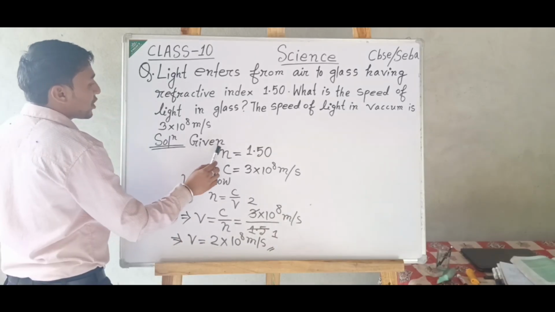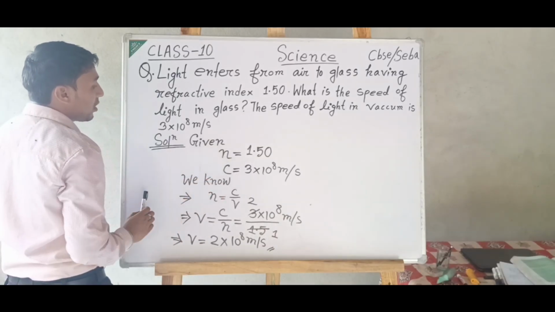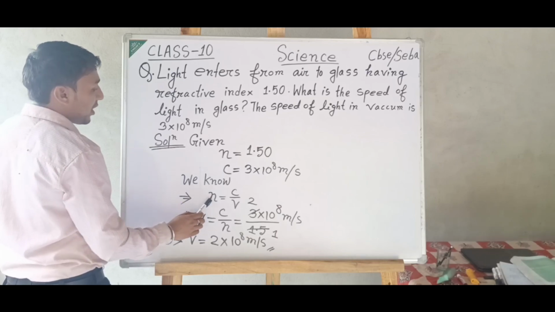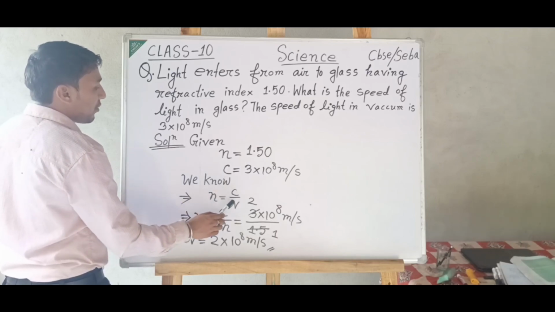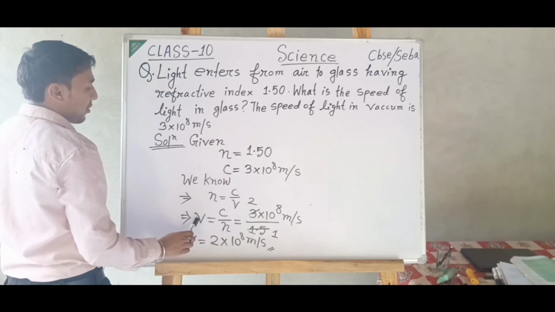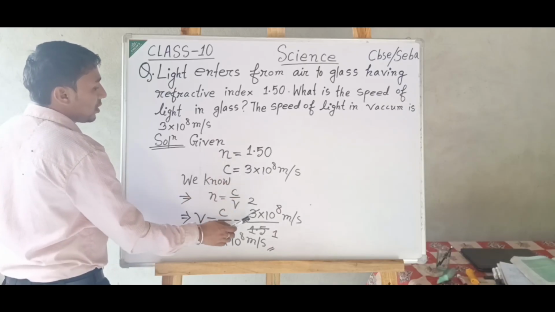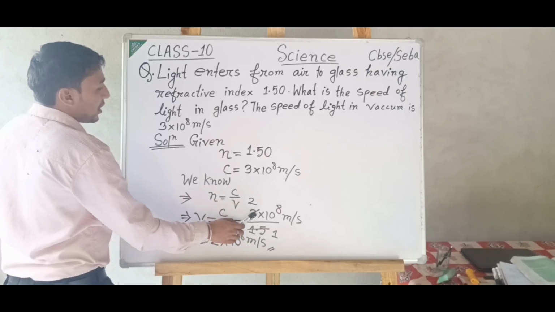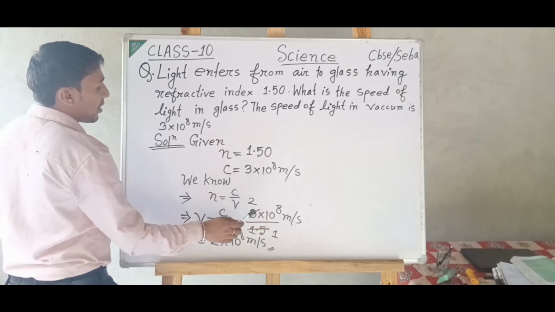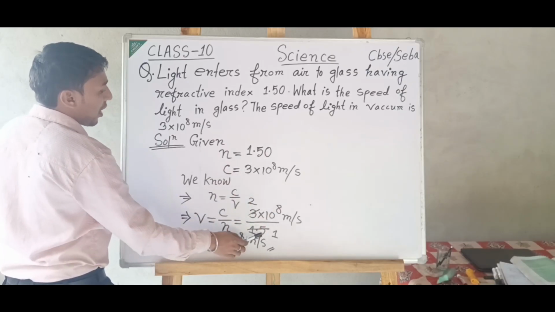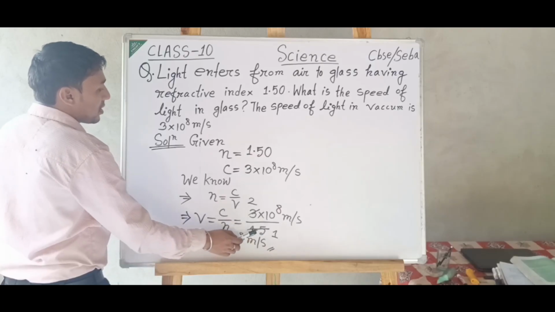So in first step, just you write the given value from the question, and then you apply the refractive index formula, n equal to C by V. From here you arrange for V equal to C by n. Place the value from this question. In place of C, write 3 into 10 to the power 8 meter per second, and in place of n, write 1.5. Now you cancel this.